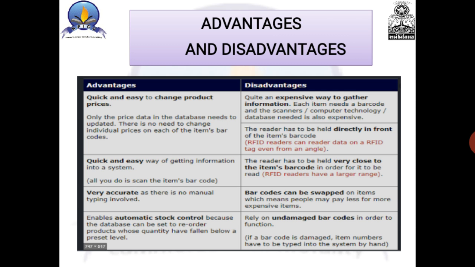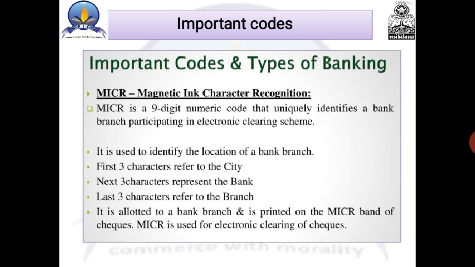Undamaged barcodes are needed in order to function. If a barcode is damaged, item numbers have to be typed into the system by hand.